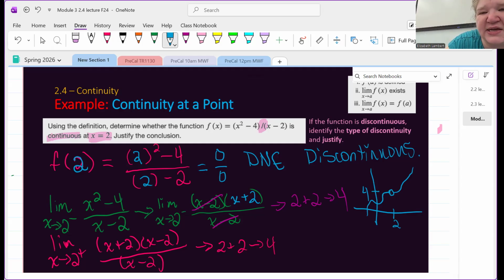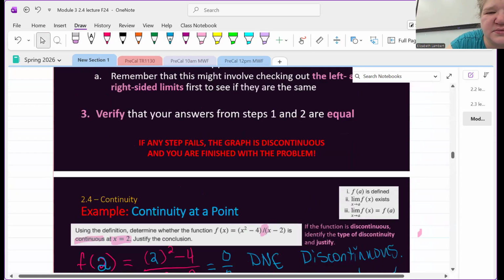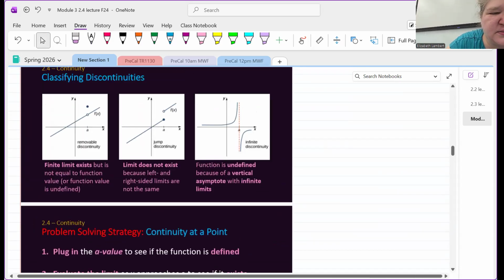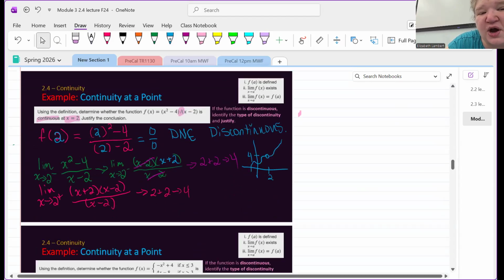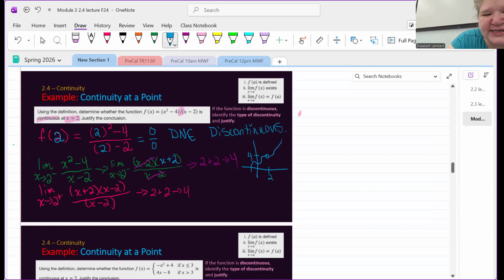So this type of discontinuity, let's look back a bit. Is it a removable one, a jump one, or an infinite one? Yep, it's a removable. To get an infinite discontinuity when you're looking at the algebra, those limits would equal infinities. We didn't get an infinity, so it's not an infinite discontinuity. The left and the right side were equal, so it's not a jump. That leaves us with a removable discontinuity. And that's very often what happens when you get a 0 over 0 from doing the substitution.